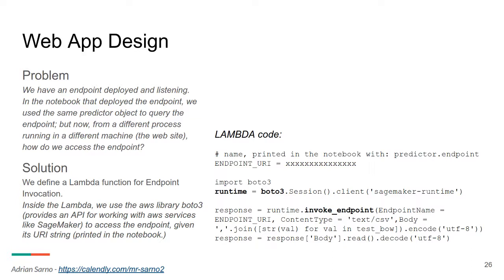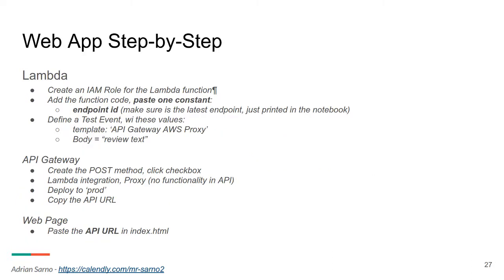So we use the name of the URI of the deployment machine, and you will see how to do that. So how to create a web app step by step? Well, you have to add a Lambda function, and inside the code of the Lambda function is simply passing through the data. It gets the data from the web page, passes it directly to the next thing.